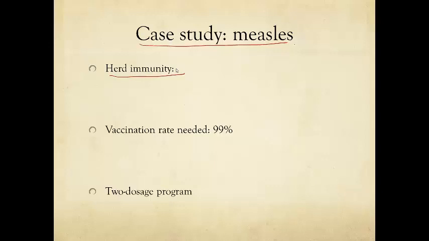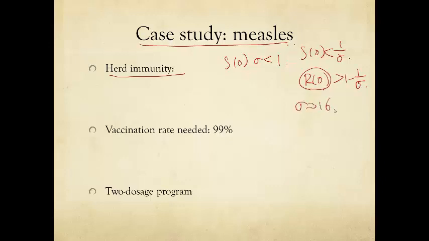What is a herd immunity then? So we want S of 0 at initialization time sigma to be less than 1 to prevent the infected population from flaring up. That means we need S of 0 less than 1 over sigma. That means we need the initial recovered, presumably through vaccination program, population percentage being bigger than 1 minus 1 over sigma. For measles, people have estimated from previous outbreaks of the infection that the sigma is very big. It's about 16.67.